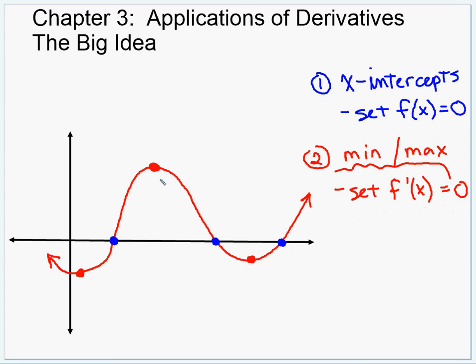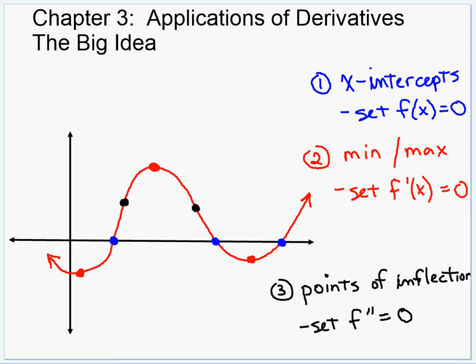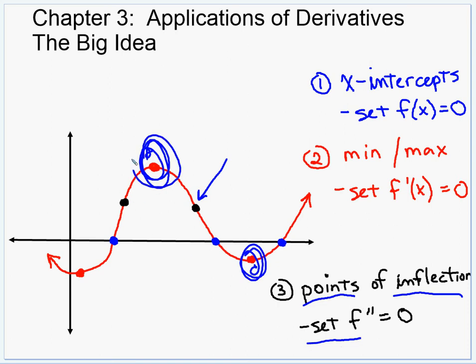Okay, now a little more subtle. In between the peaks and the valleys, let me go here, I can get blue ink. Here's a peak and here's a valley. Somewhere in between the peak and the valley is going to be what's called a point of inflection. How would we find that? We're going to set the second derivative equal to 0. And there's another one over here. We've got this peak, this valley. Somewhere in between a peak and a valley, there should be a point of inflection.